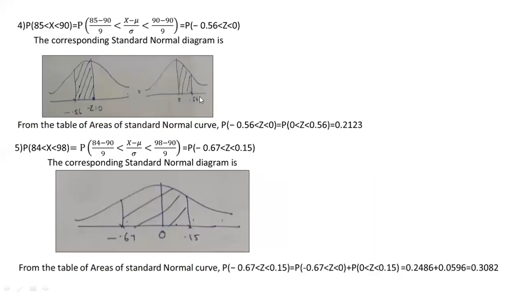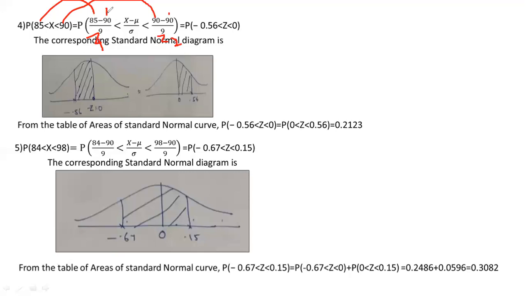In the fourth question, we are calculating the probability between 85 and 90. When you are taking 85, the respective z score is x value minus mu, which is 90, divided by standard deviation sigma, which is 9. So this is for the value when 85 is there. Let us consider this value as z1 for now. Similarly, when you are substituting 90, we will get the z2 score, where x2 is 90, mu is 90 and standard deviation is 9.